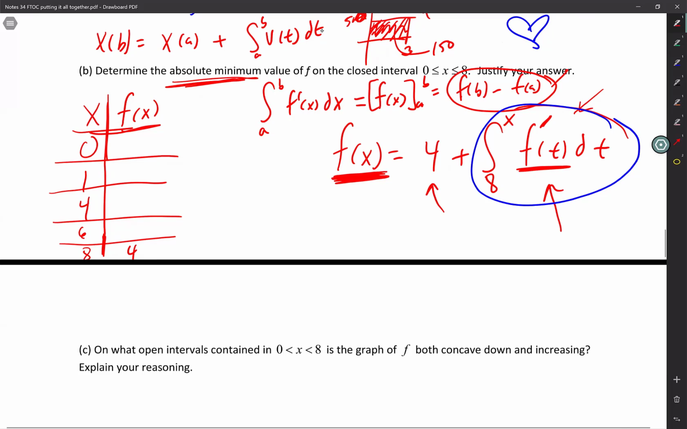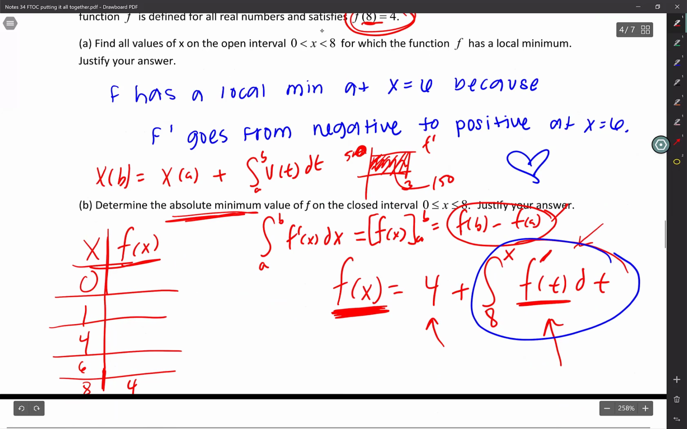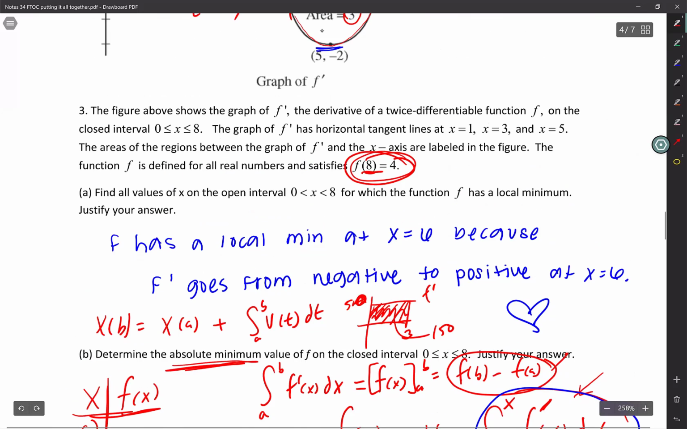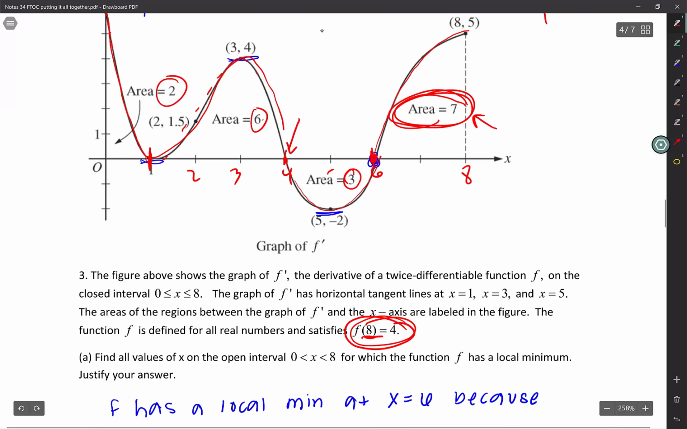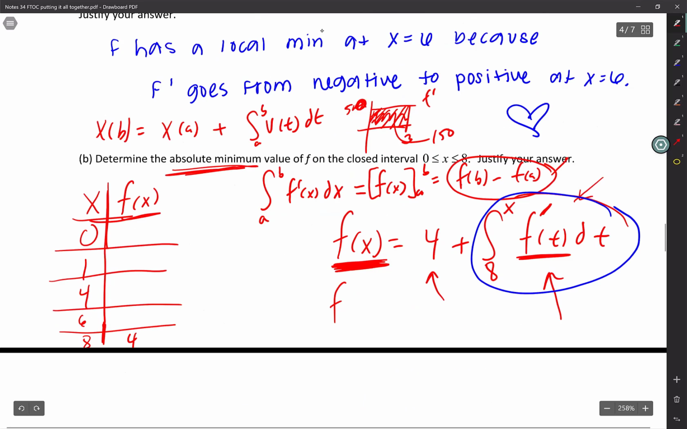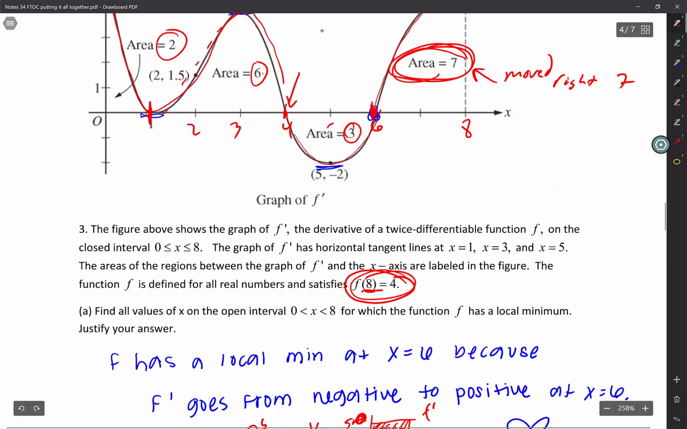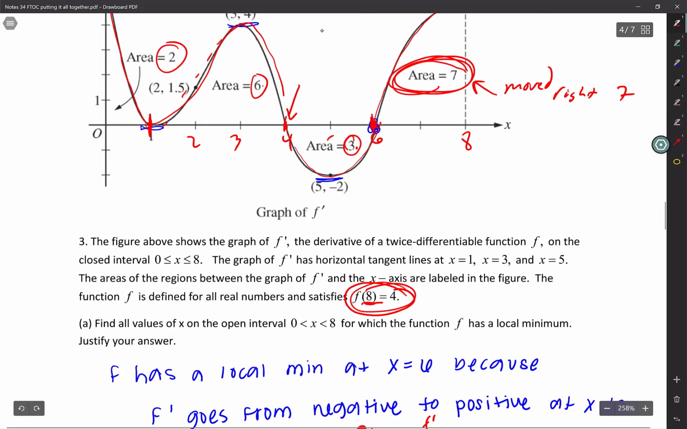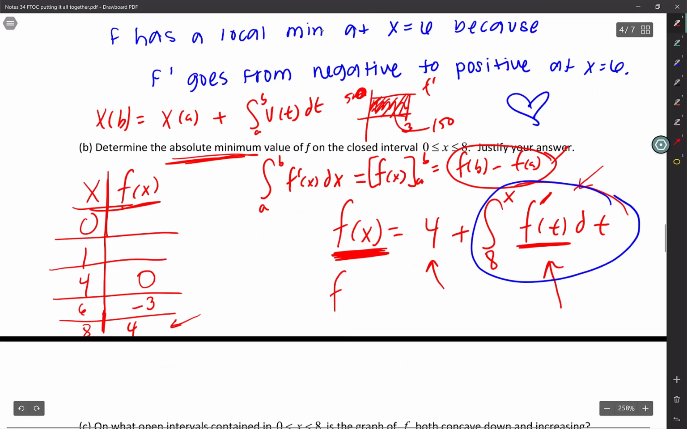When X is 8, the value is 4. That was given. Are we still okay, guys, with that or no? Okay. So I want to figure out where I'm at 6. So I know that between 6 and 8, I move to the right 7 times. So I got to subtract 7 from my value that I have here. So 4 minus 7 is negative 3. Does everyone see where I got that negative 3? Okay. What about at 4? At 4, between 4 and 6, I went to the left 3. So I got to go backwards and add 3. So negative 3 plus 3, that's going to be a zero. Do you guys see where I got that?